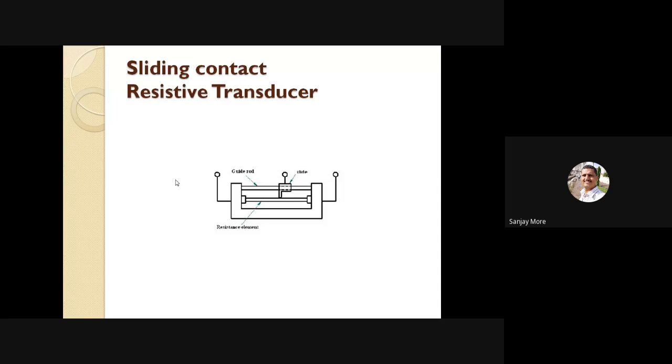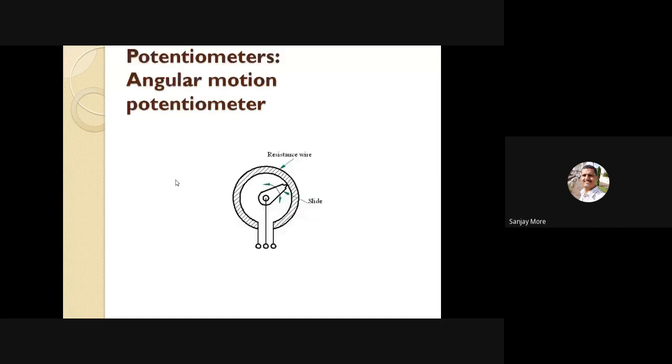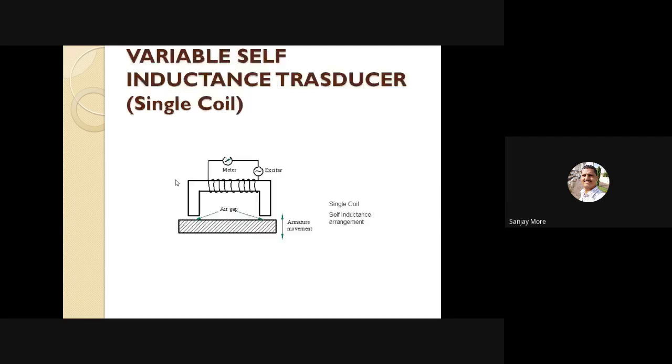See the sliding contact resistive transducers, then potentiometers, angular motion potentiometer. See only diagrams. No description is required. Very small point is there. Only the electrical transducer definition, advantage and disadvantage is required.